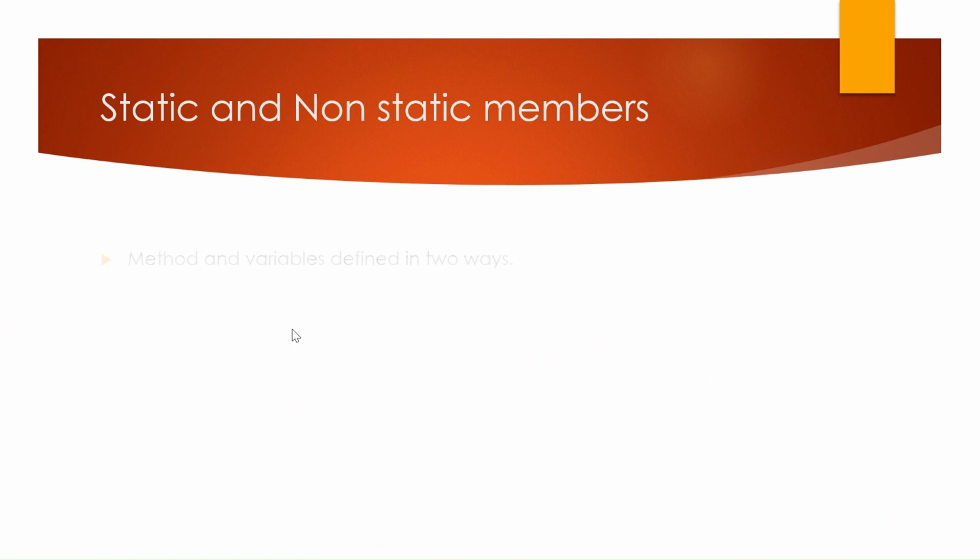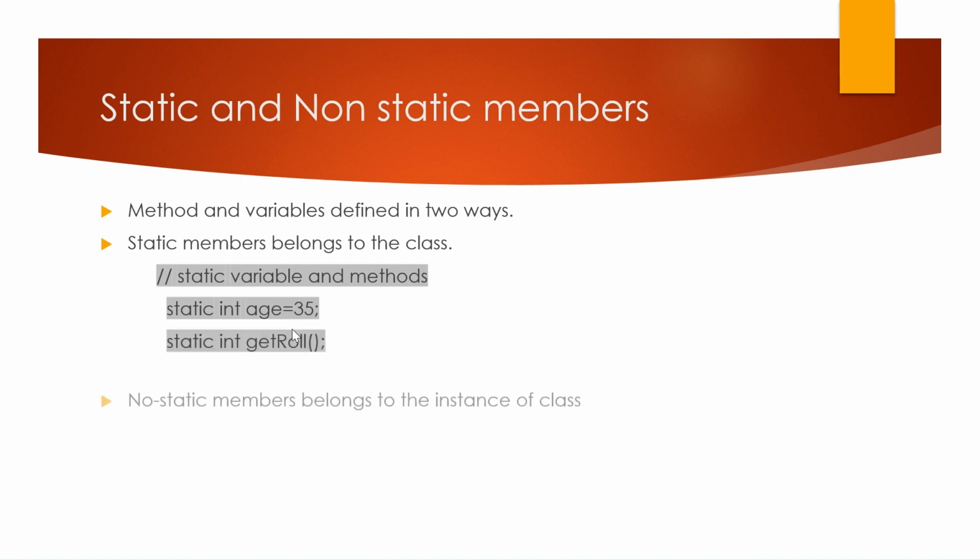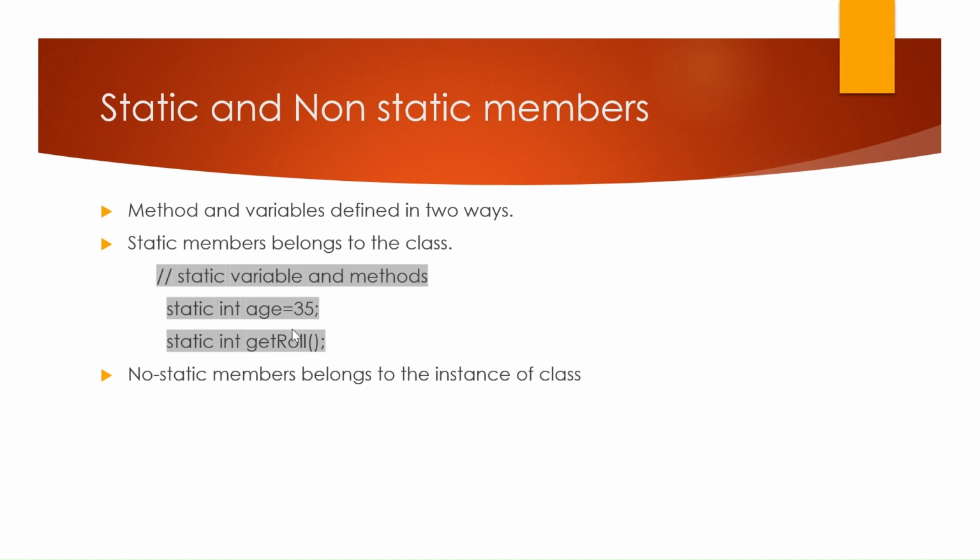Static and non-static members. Method and variables are defined in two ways. In every class and interface, you define the methods and variables in two ways. That is, static members that belong to the class or interface. Okay, static variables and methods you can define in this way. You write the static keyword, then the data type, age, and 35. So the static keyword is important to make it a static variable and make it belong to the class. Then a method is also defined in this way, static int get role.